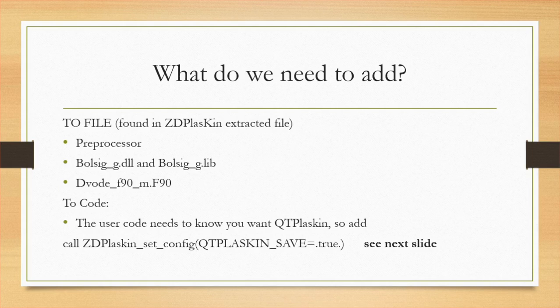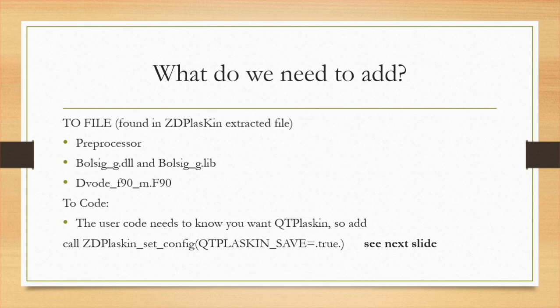There are a couple things that we do need to add. So in this case, there are 4 things. We need to add the preprocessor, which will convert our connect.inp into the ZDPlaskin module. I know in this case we already have our ZDPlaskin module, but it's always good to get that practice in, and in this case, I'll show you how to use it. We also need to add the bullsig_g.dll and the bullsig_g.lib because they're crucial for reading our database.